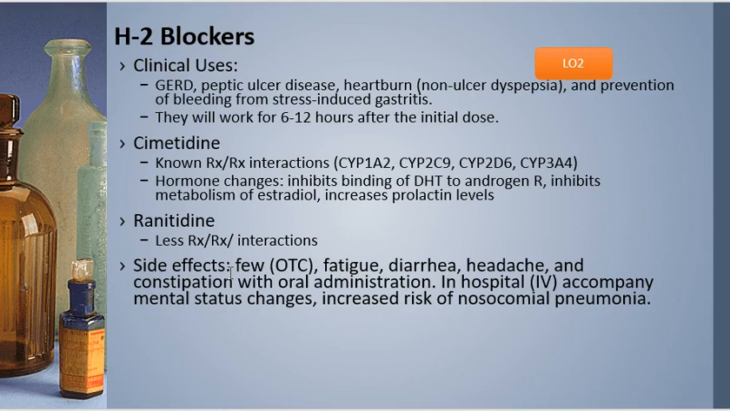Patients that are getting hospital IV administrations of some of these drugs can see mental status changes. Remember, there's some histamine receptor subtypes within the brain and the CNS. And there's also a histamine receptor within the pulmonary circuit. And so some of those patients can see an increased risk of nosocomial pneumonia, so hospital-acquired pneumonia.